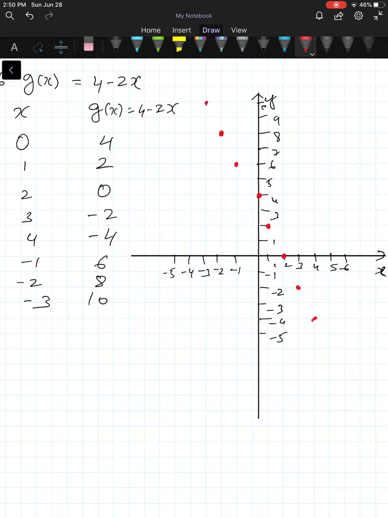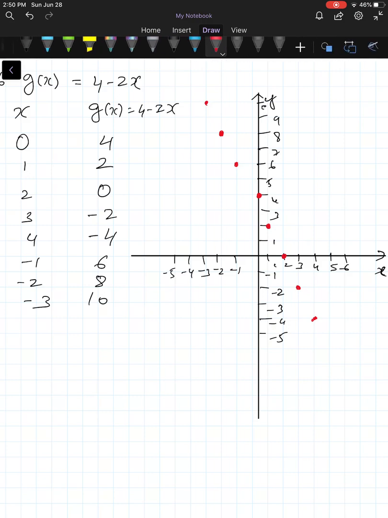So you can see the points are collinear. If I draw a straight line, that means if I connect the points, let's see whether it looks like a straight line or not. Yes, it does. So this is the graph of the given function.